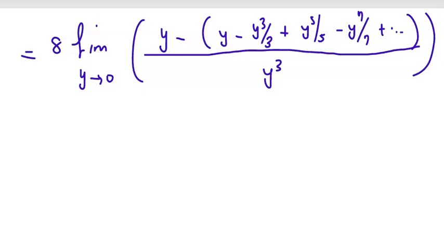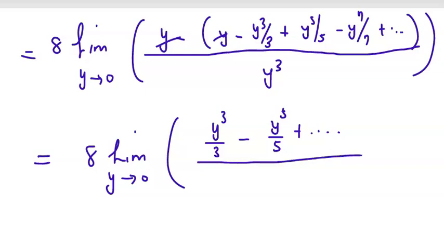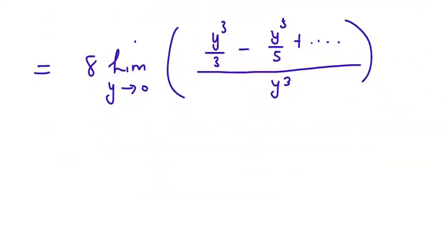We know very well that this y and this y will vanish. So this is equal to 8 multiplied by the limit as y approaches 0. We're going to have y cubed all over 3, and then minus y to the power of 5 all over 5 plus, and so on. We're dividing everything by y to the power of 3. When we split the denominator, the first term, y cubed over 3 divided by y cubed, will give us 1 over 3.